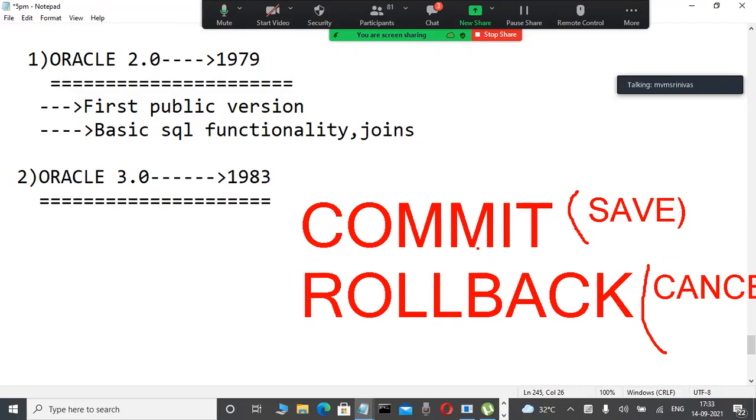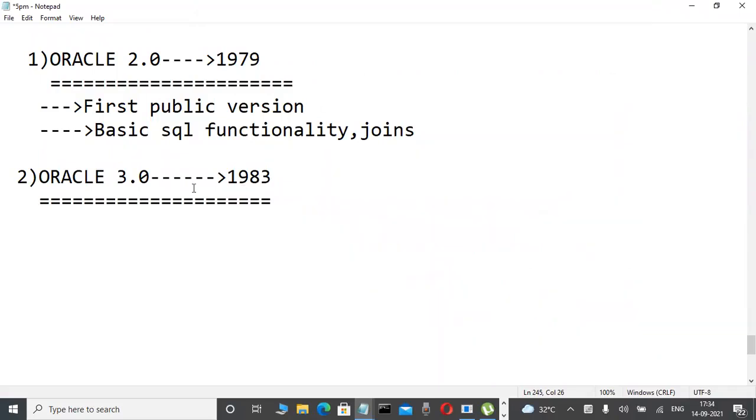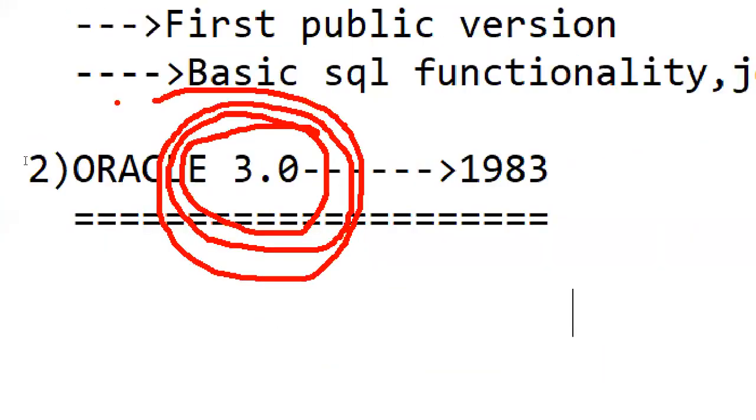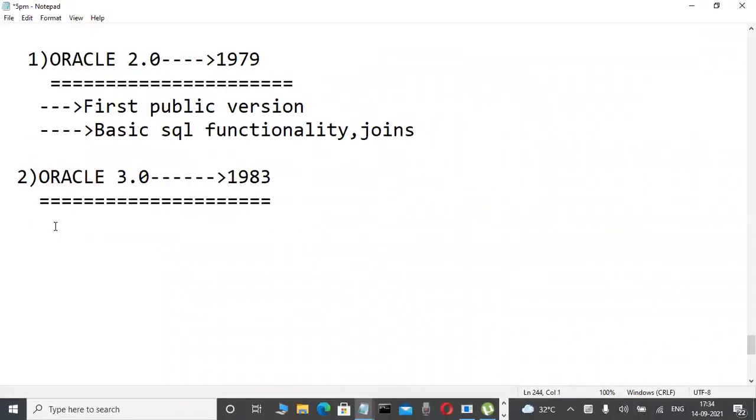I always explain these concepts diagrammatically in previous classes, maybe one or two classes. Now, those commit and rollback commands are available from Oracle 3.0 onwards. Before 3.0, those commands were not available. That's why they introduced those concepts. Which commands? Commit is a command.